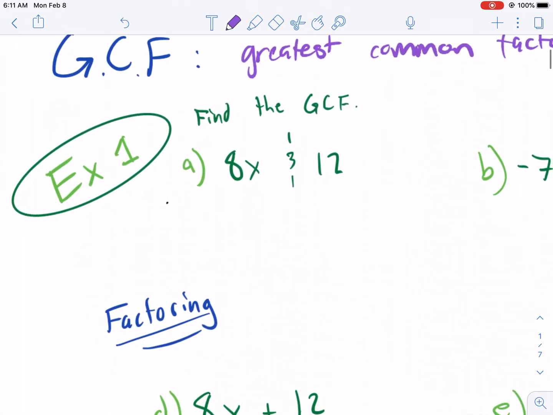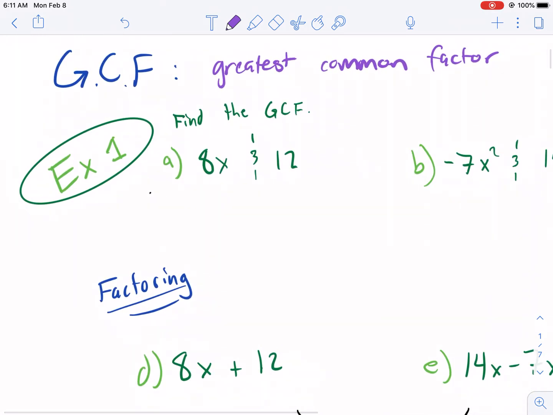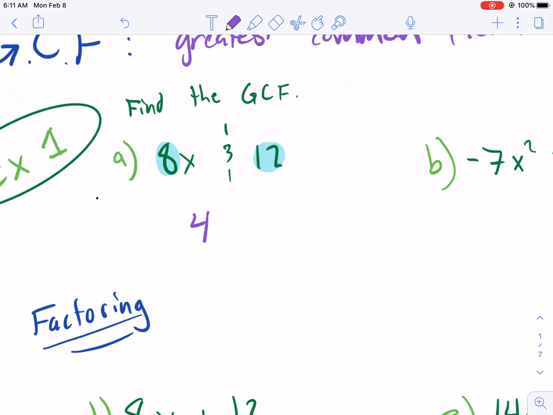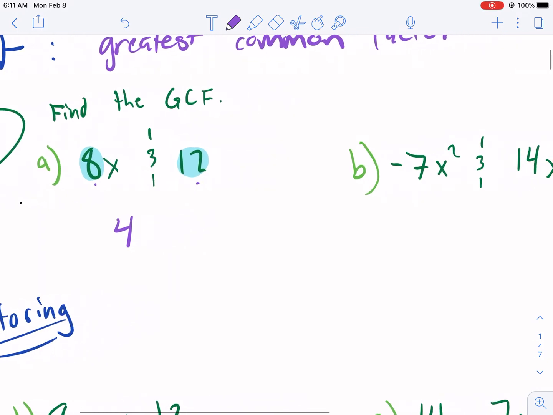So if we're looking at example A here, we have 8x and 12. Clearly what we need to do first is analyze: do they have a shared variable? They don't. So we're just going to look at the coefficients. What do they have in common between 12 and 8? The GCF between 8 and 12 is 4. That is the biggest number that is a factor of both 8 and 12. So the GCF is simply 4.